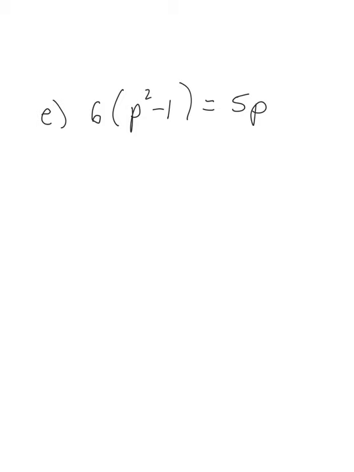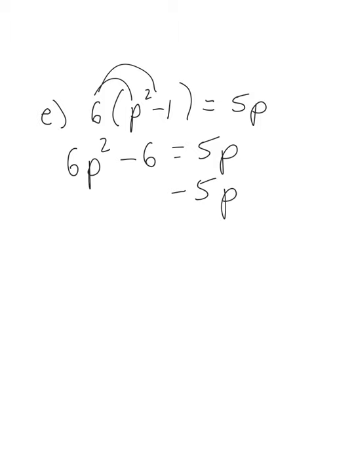Really, it's all the same as the variable x. So I'm going to clean up this equation and get it into standard form, set it equal to 0. So I'm going to distribute the 6 back in. So that gives me 6 times p squared. 6 times -1 is -6. Bring down the equals and the 5p. Now I need to subtract the 5p to move it to the left side to be with the p squared. So again, first step, distribute the 6 back in, then subtract the 5p.